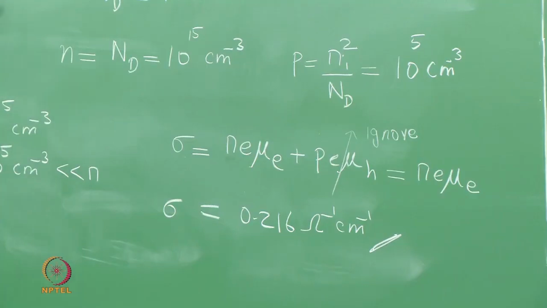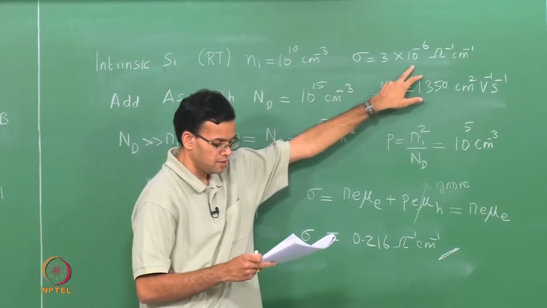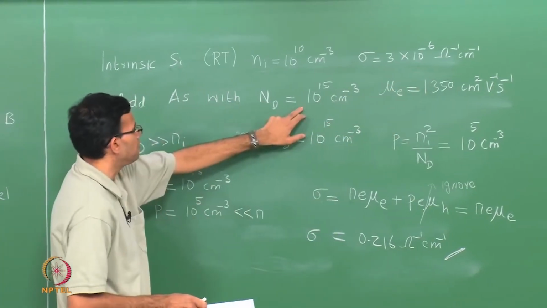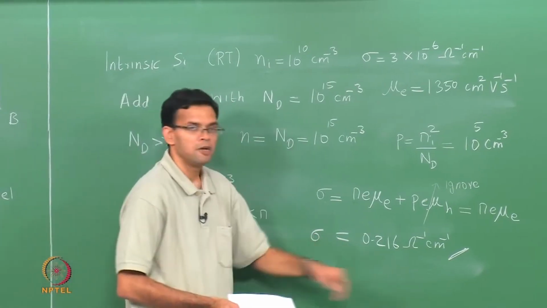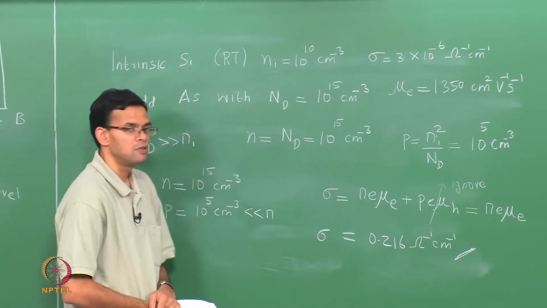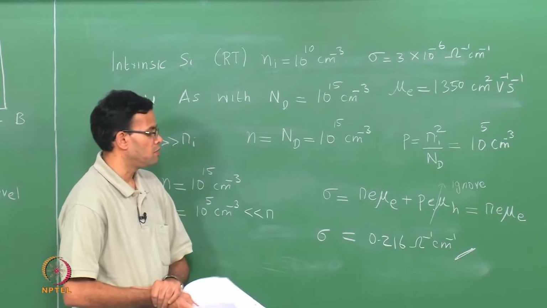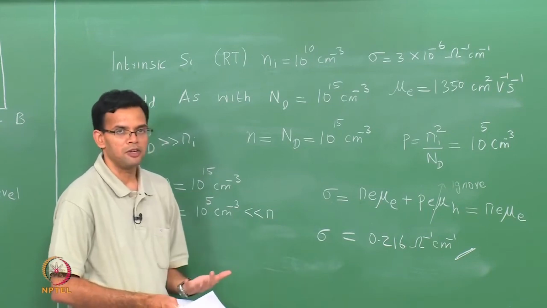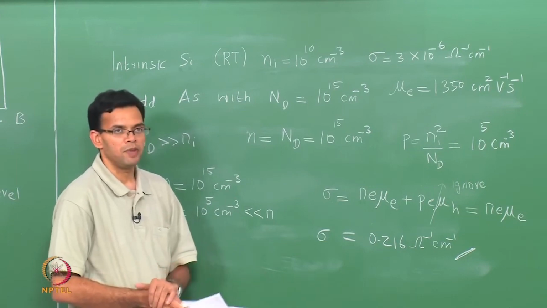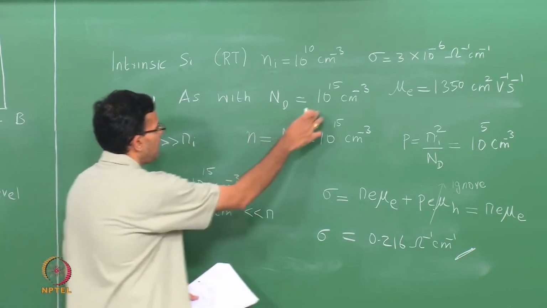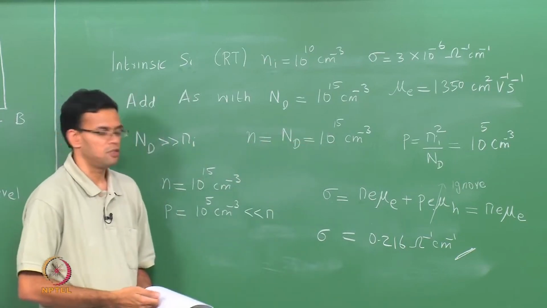So, we started out with intrinsic silicon which has a conductivity of around 10 to the minus 6. We added 10 to the 15 arsenic atoms and we found that the conductivity has increased by more than 5 orders of magnitude. So, this is the reason why we use extrinsic semiconductors. It is possible to increase the conductivity by orders of magnitude by adding these dopants, whether they are n-type dopants or p-type dopants. We said we added around 10 to the 15 arsenic atoms. So, what is that in terms of concentration?